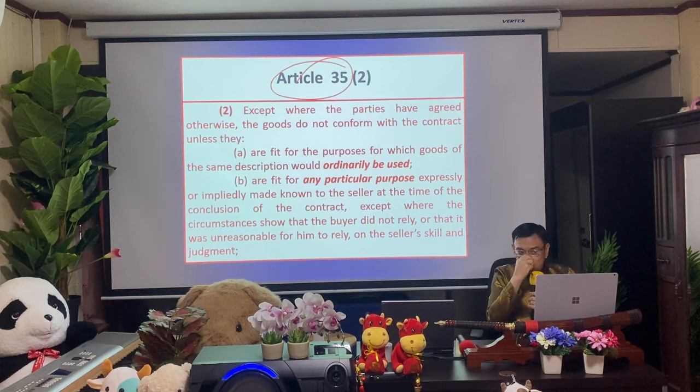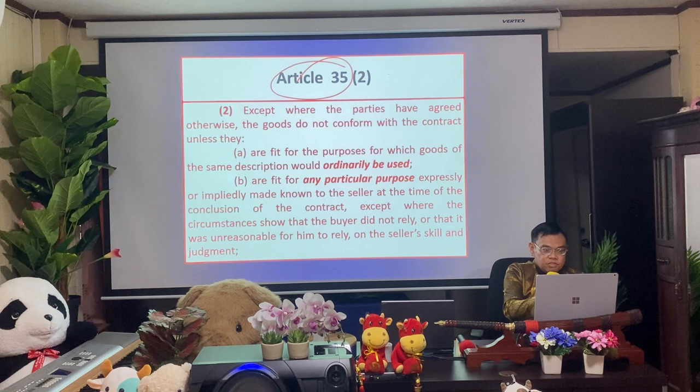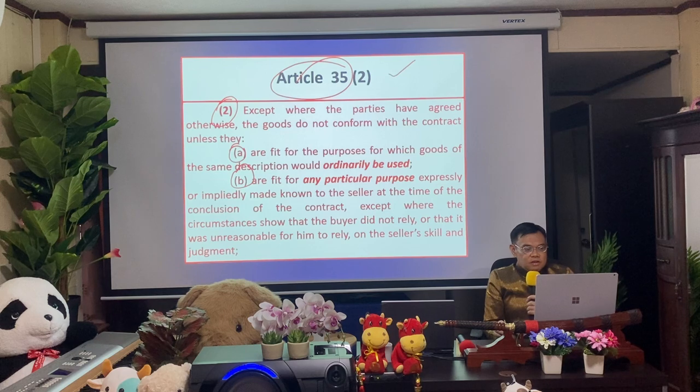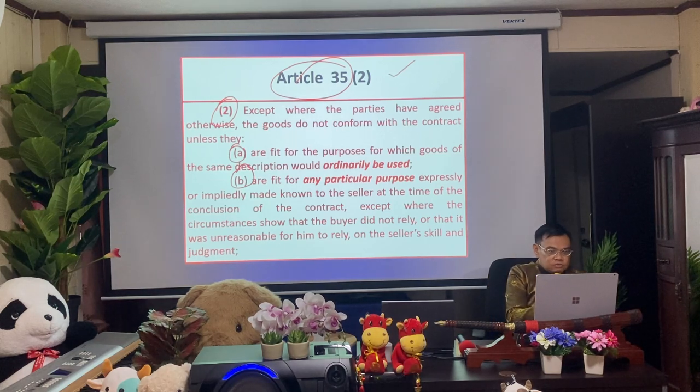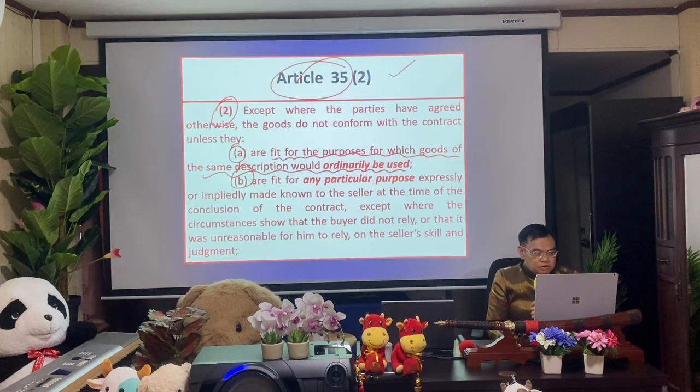Back to what we see on the screen now. Remember, in the CISG, we have Article 35, 35.2, 35.2(a) and (b). According to 35.2, the goods need to conform with the contract in the sense that they are fit for the purposes for which goods of the same description would ordinarily be used. So 35.2(a) directs at the fitness for what? Fitness for ordinary purposes.